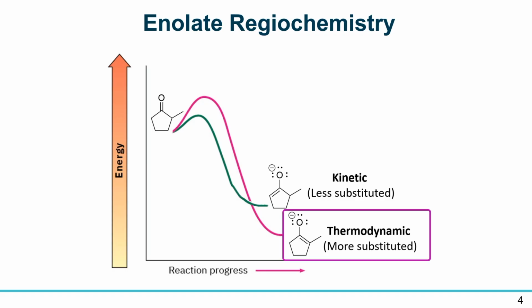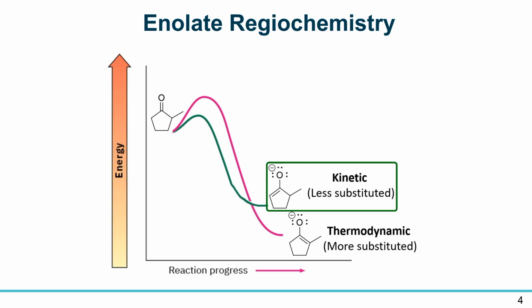The thermodynamic enolate, shown here with the pink line, is more stable and lower energy due to having a more substituted enolate alkene stabilized by hyperconjugation. However, the thermodynamic enolate also has a higher activation energy due to the greater steric bulk at its alpha position, hindering the proton transfer step of enolate formation.